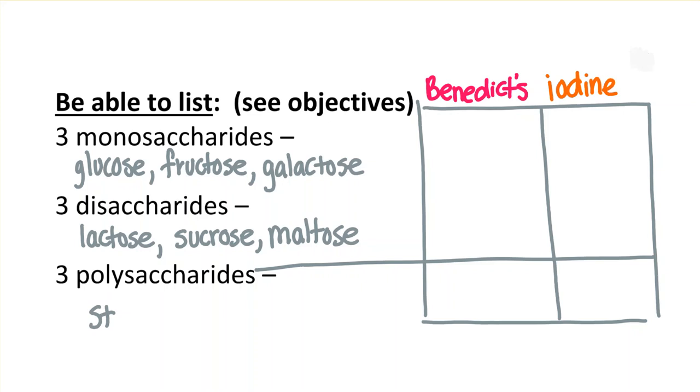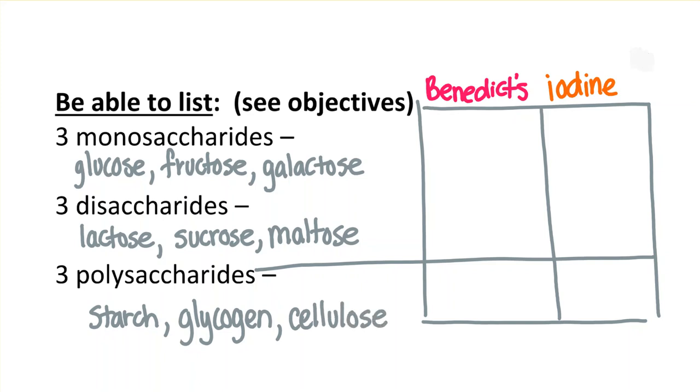Polysaccharides, we have starch. This is from plants. It's how they store glucose. Glycogen is made of glucose as well, but it's in animals and humans, how we store our glucose. And cellulose is a structural carbohydrate that's not water soluble in plants.